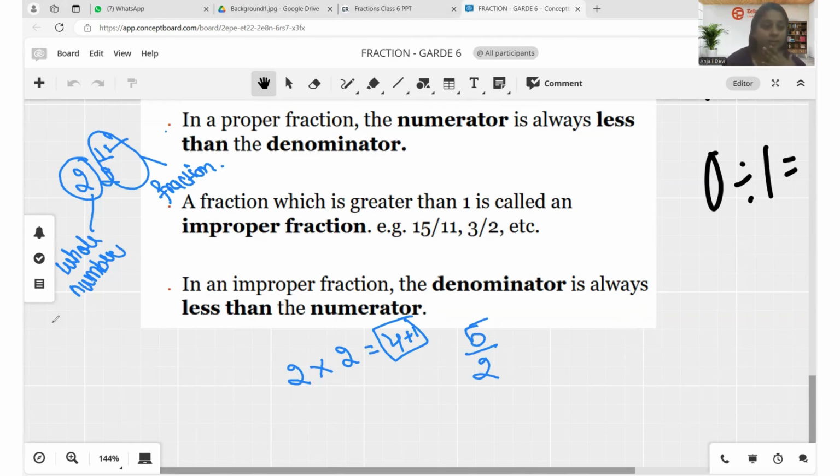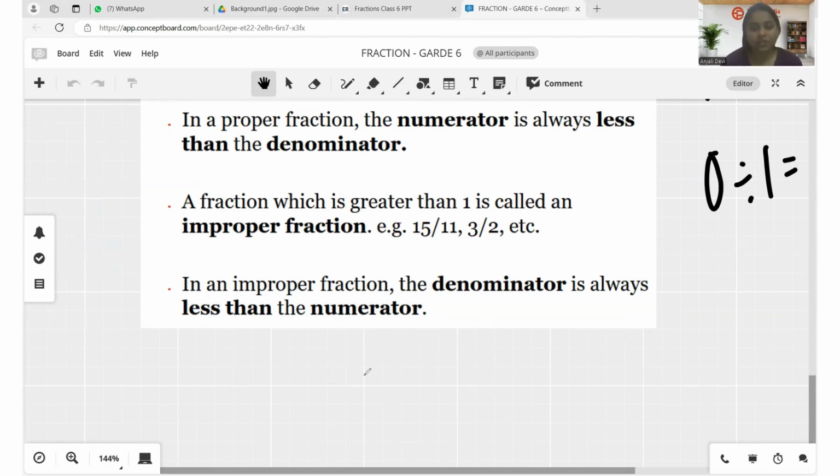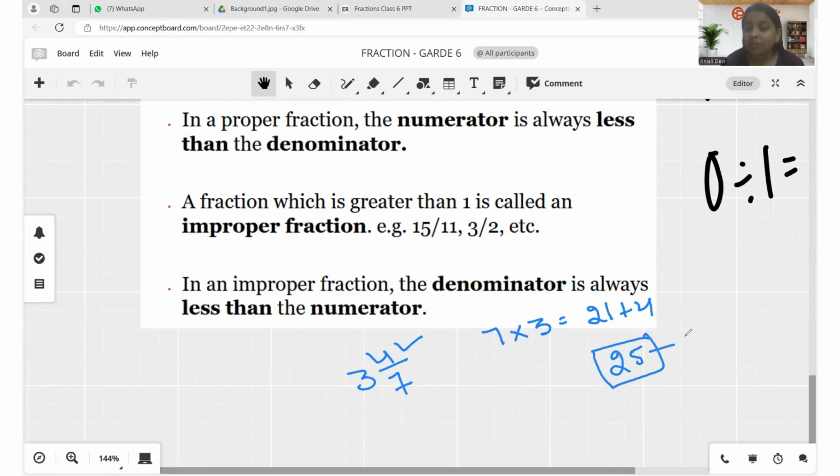Let's go ahead and do one more question. Let's do 3 4 by 7. What is the first thing? We multiply the whole number with the denominator. So 7 threes are 21. How much do we add? We add 4, which is the numerator. It will become how much? 25. Correct. So your numerator becomes 25 and your denominator, as I said, always remains the same. It becomes 7. So it becomes 25 by 7.